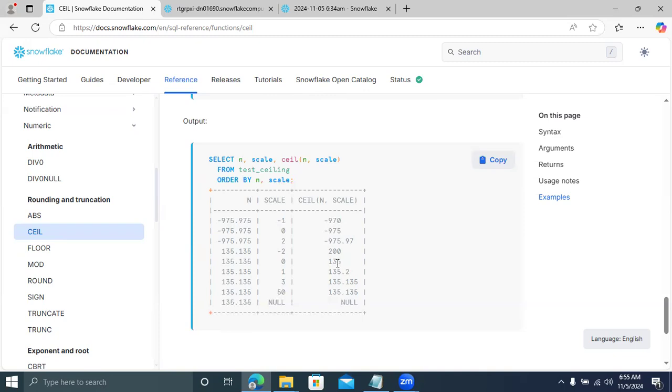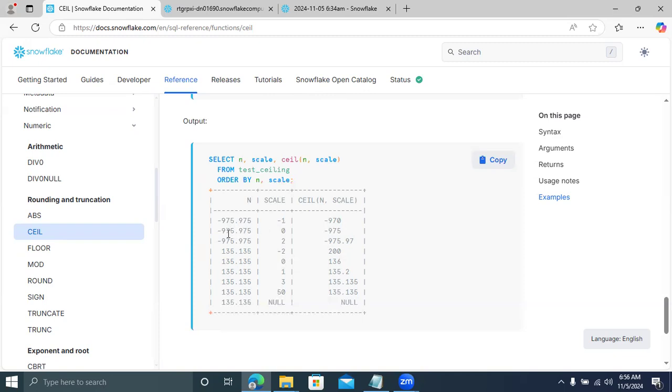136. Because this column has a positive value, it will move towards the positive value, 136. It will go closely to the largest value. So the ceil function goes to the largest integer value. Okay, that's why you're getting 136, but the scale factor is 0.